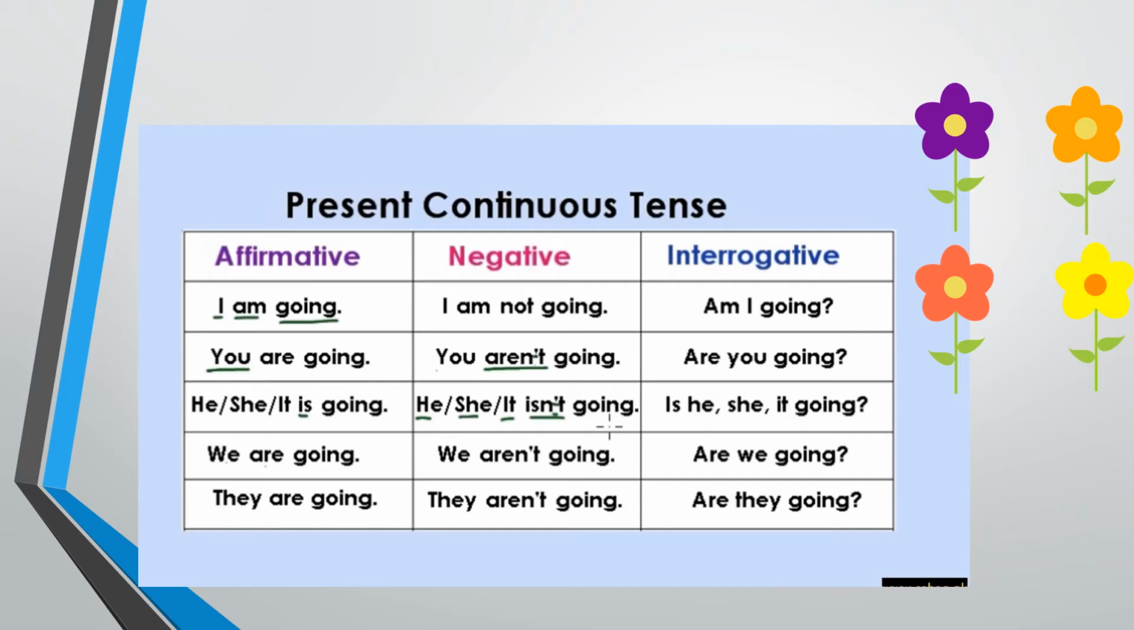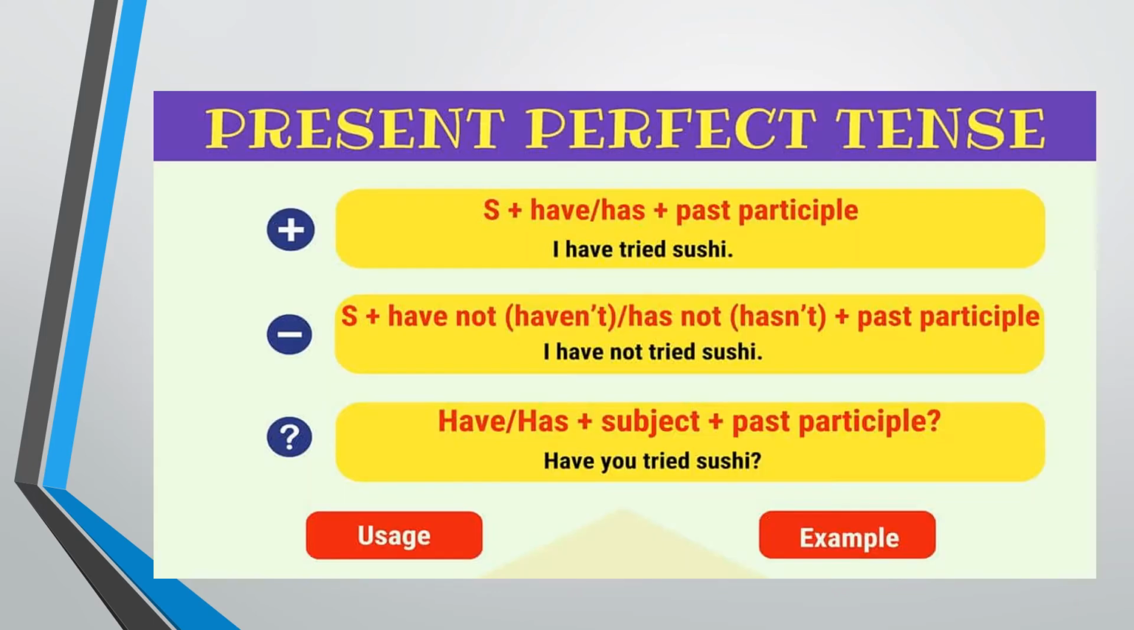We are going. Keep one thing in your mind. You will use are with you, we or they. We are not going. Are we going? They are going. They are not going. Are they going?